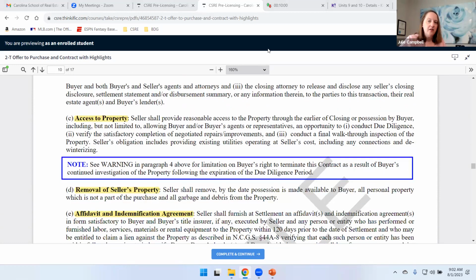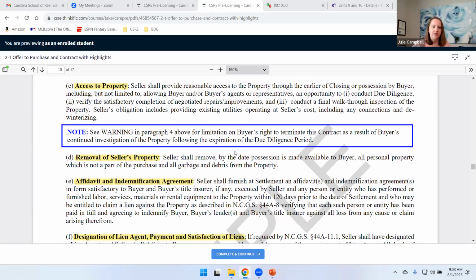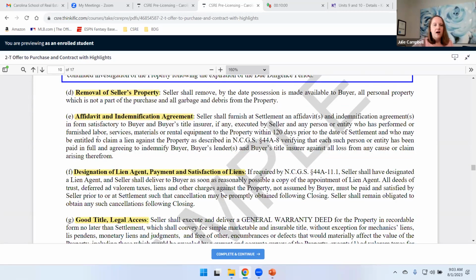Access to the property. Once we go under contract, the seller has to provide reasonable access to the property for the buyer to do their due diligence. They can't deny the buyer doing their due diligence. So the home inspector is going to have to get on the property, the appraiser, surveyor, pest inspector, etc. So the seller has to provide reasonable access, and that does include up until the very end, conducting the final walkthrough.